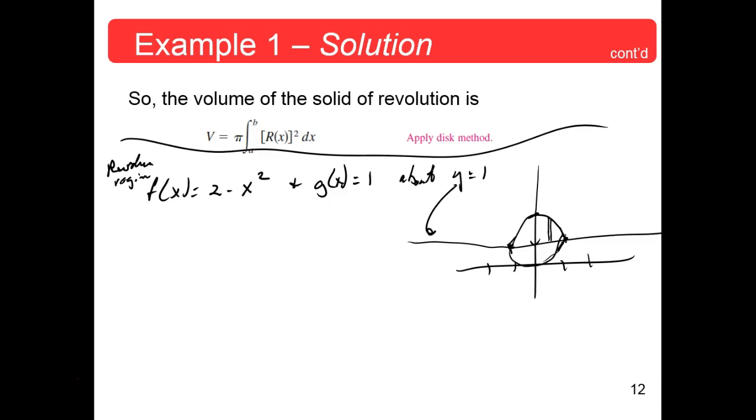So, what can we do? Rather than going between the points of intersection, which we already saw were minus 1 to plus 1, evaluate from 0 to 1 and double. Yeah, you've got to double it, because it's the same thing on either side of the y-axis.